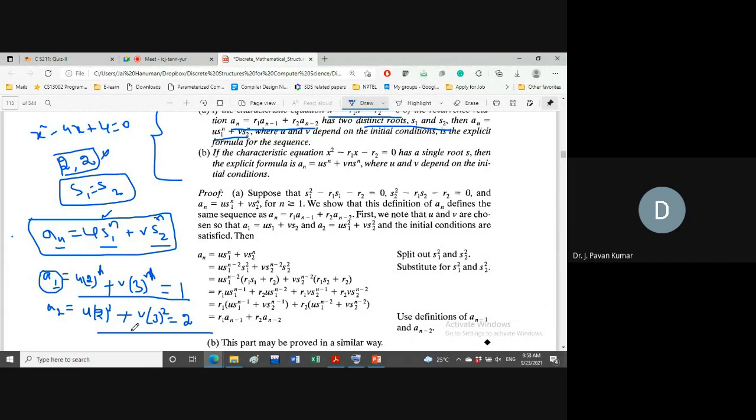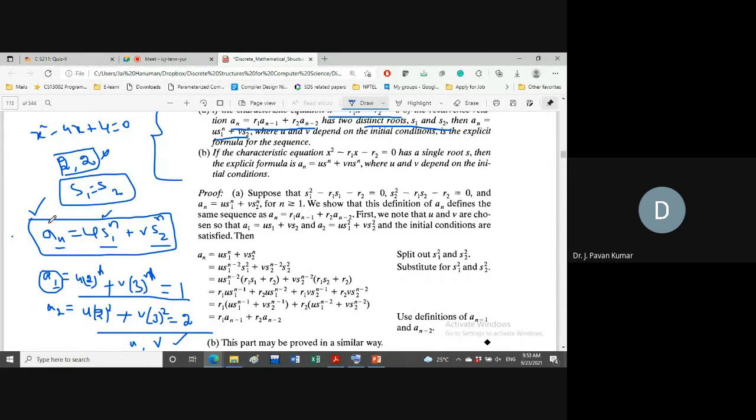By solving these two equations, we will be obtaining the value of u and the value of v. If you substitute these two in this particular explicit formula, then we will get the actual formula. Got it? We already know the values of S1 and S2, and we have obtained the values of U and V, so that we are able to get AN. AN will be some constant power n plus or minus some constant power n. Like this, we will be having AN.